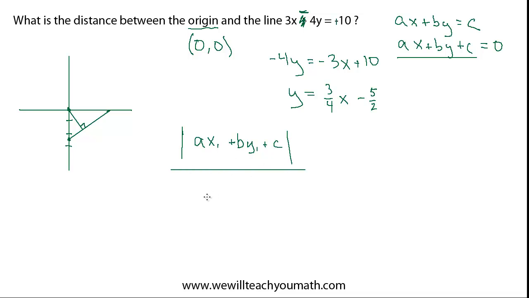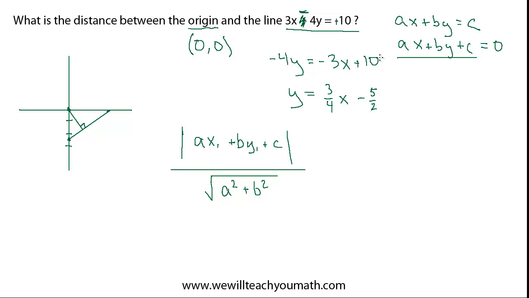And that's all divided by the square root of a squared plus b squared. And this formula will give you the shortest path distance between the point and the line described by ax plus by plus c, which in our case is this guy, except we just have to subtract the 10 over. So let's actually just do that right now.